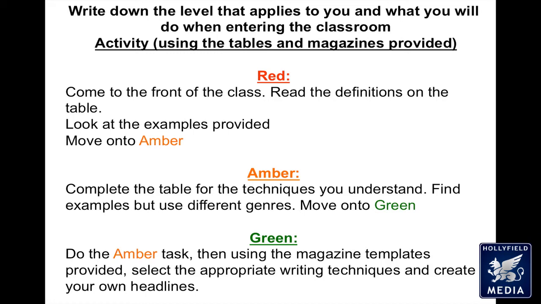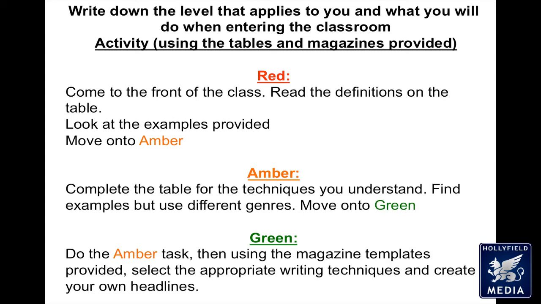So if you're in the red zone, what I want you to do is come to the front of the class. I want you to read the definitions on the table. I want you to look at the examples provided. And then after that, you're going to move into the amber zone. If you're in the amber zone, you're going to complete the table for the techniques you understand. And you're going to find examples of these techniques. But you're going to use different genres. So you're not going to use the same genre. And what you will find on the tables for you are a selection of magazines. After you've done that, you're going to move into the green zone.